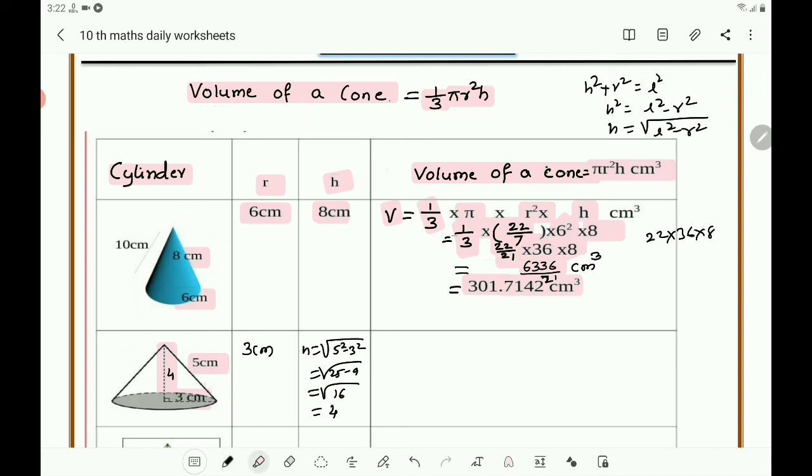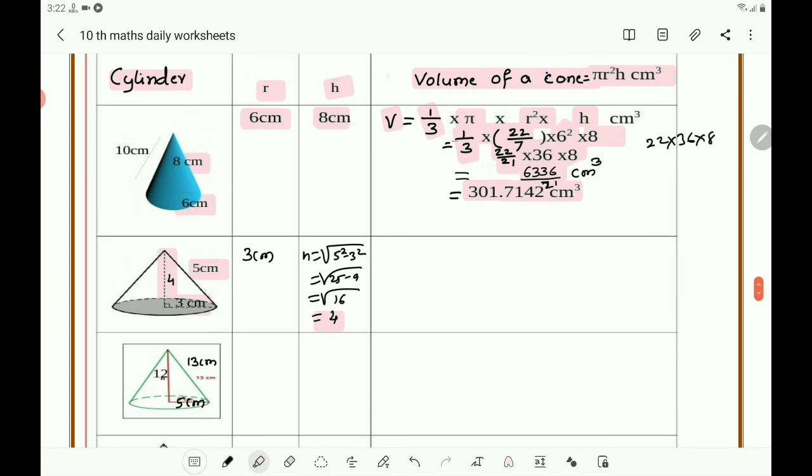Use that H. And now you write the formula for V. V equals 1 by 3 into pi into R square into H. That equals 1 by 3. Pi value is 22 by 7. R is how much? 3 into 3 you write. H is 4. Don't take this 5. 5 is the slant height. By using this R and L, get the 4 by using the relation, h equals square root of L square minus R square.